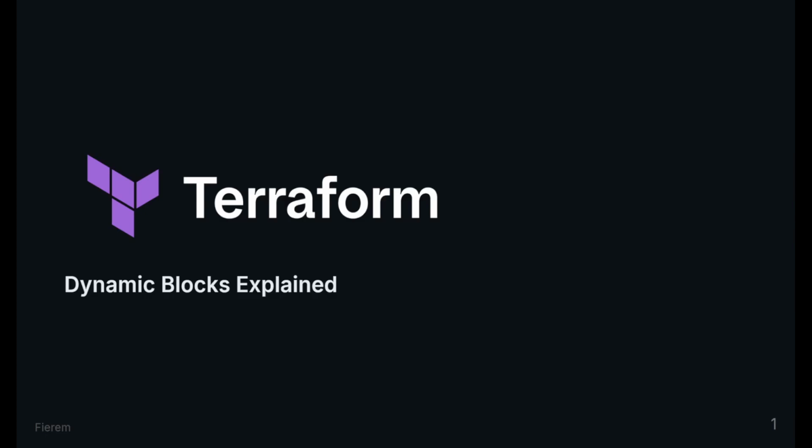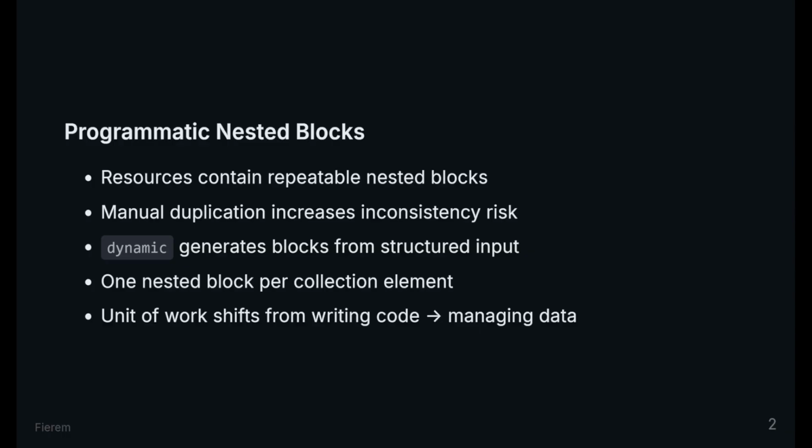Dynamic blocks explained. Terraform resources often contain repeatable, nested blocks such as ingress rules or tags. Writing these blocks manually duplicates configuration and increases the risk of inconsistent parameters.